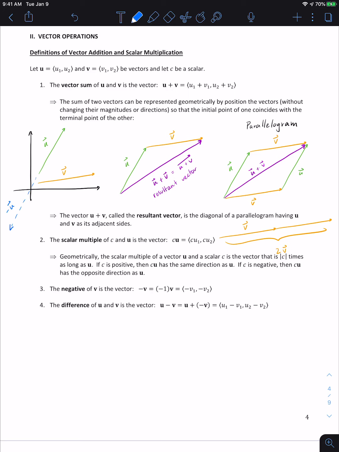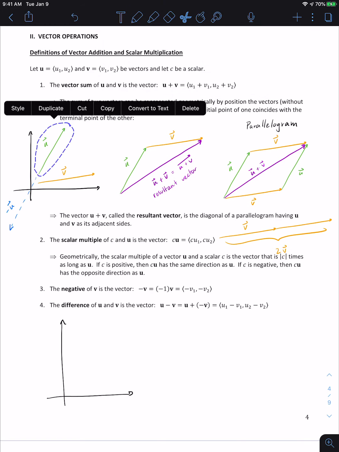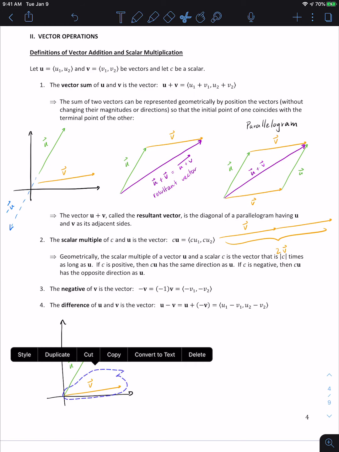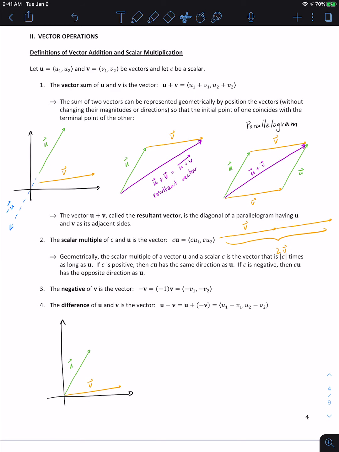So say I had, this is my coordinate plane here, and then I have u and v like I had before. So this is u, but I'm going to start it at the origin, and this is v, and I'm also going to start it at the origin. And then the idea here is if I had the difference of u and v, it is u plus negative v, right? So what is negative v?